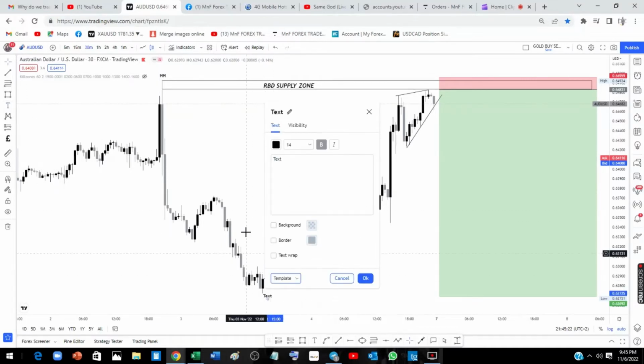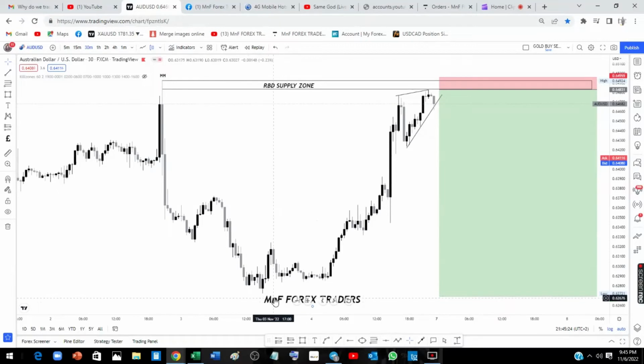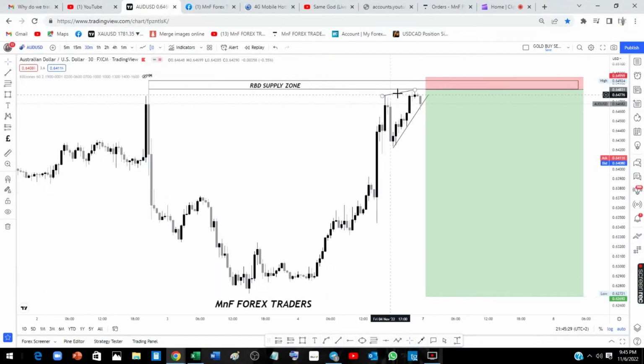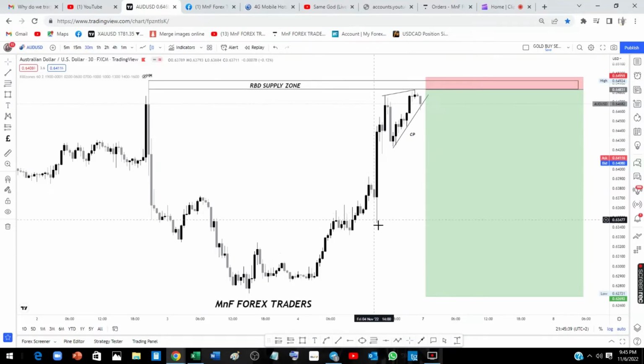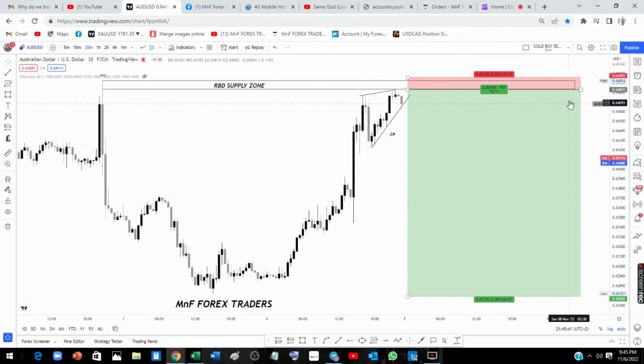So basically that's our setup right there. It's a very simple rally based drop supply zone, and then we have this compression right there, which you can also call a rising wedge or an ascending triangle. So let's look at that.